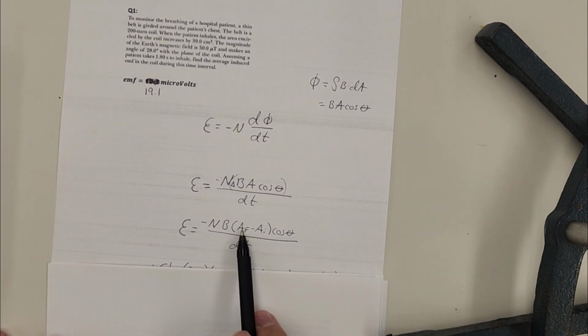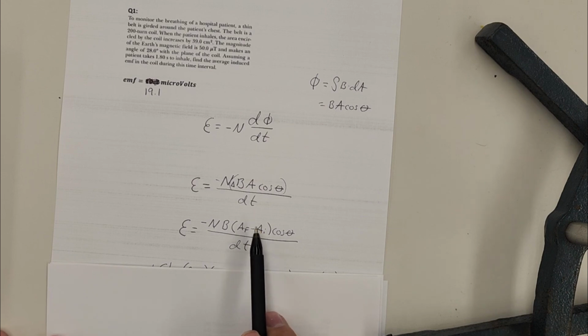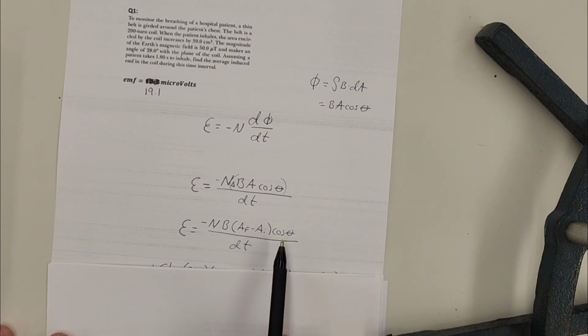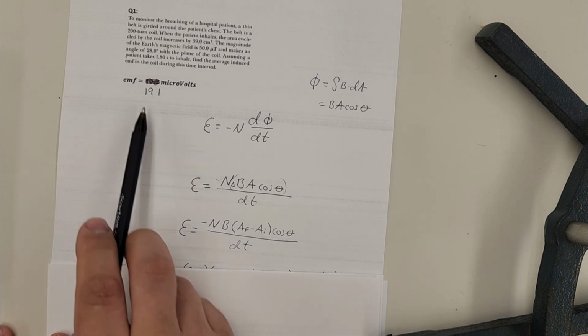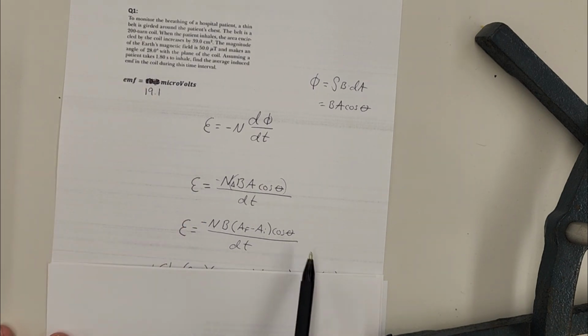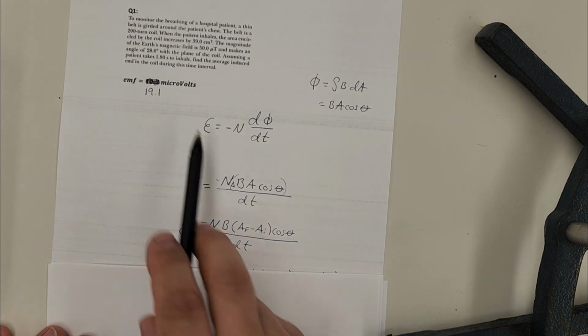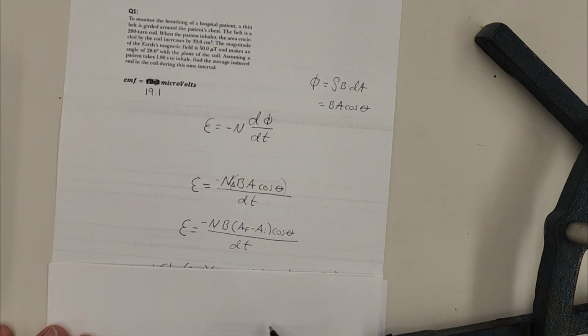You could write it as area final minus area initial, or simply change in area. And then the angle, cosine theta. Theta was stated to be 28 degrees. 28 degrees does not change, especially over the shorter amount of time, 1.8 seconds.